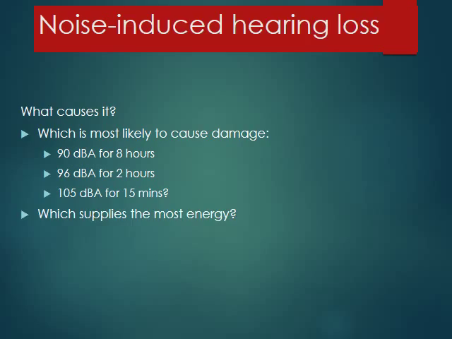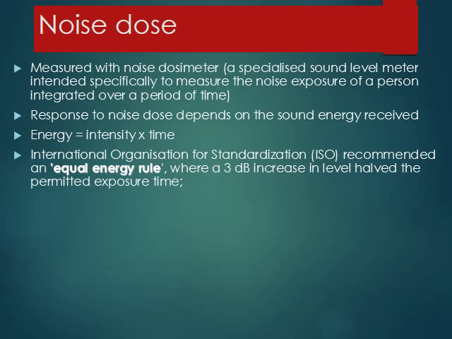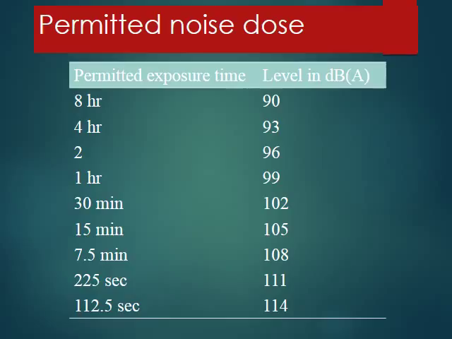Noise dose. Sometimes we use a noise dosimeter to measure the noise dose. The response to noise dose depends on the sound energy received. To calculate the energy, the formula is energy equals intensity times time. According to the International Organization for Standardization, ISO, they recommend an equal energy rule, where a 3 decibel increase in level halves the permitted exposure time. For 8 hours, you are only permitted 90 decibels. When the noise gets higher, the permitted exposure time decreases.